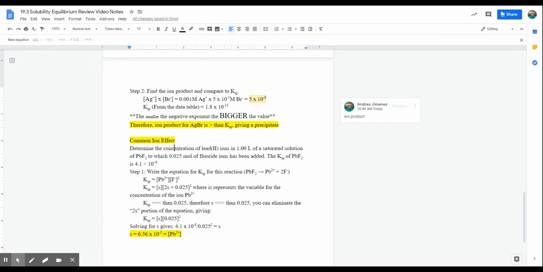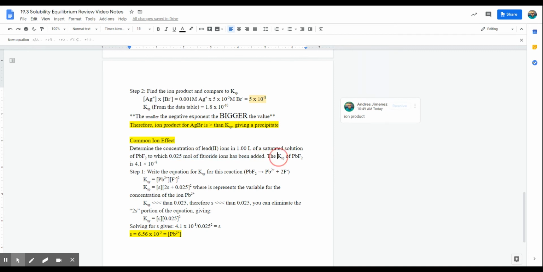So here's the question. It says, determine the concentration of lead 2 ions. So that is the goal. It's in 1 liter of solution. So this is going to be helpful a little bit later, and I'll explain why. In a saturated solution, which means that everything is to the max, of lead 2 fluoride, in which you add 0.025 moles of fluoride ions to the solution itself. So you're actually adding more fluoride than was there previously.